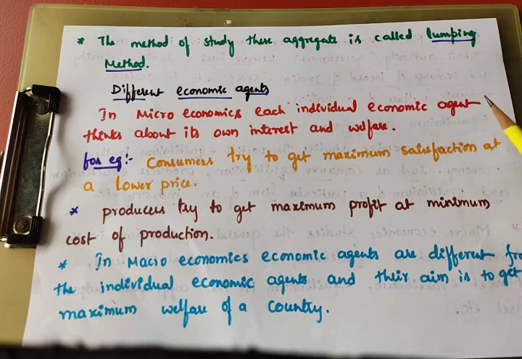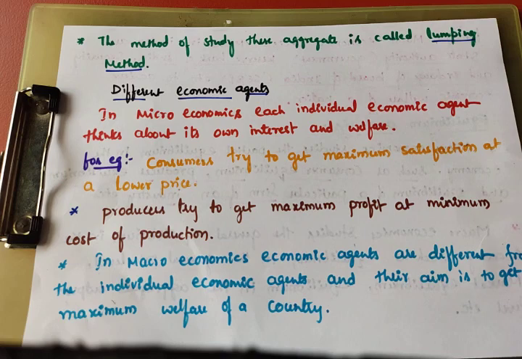Always the consumer thinks like that: price should be minimum and satisfaction should be maximum. That is, the consumer tries to get maximum satisfaction at lower price, but the producer, as in microeconomics, tries to get maximum profit at minimum cost of production.